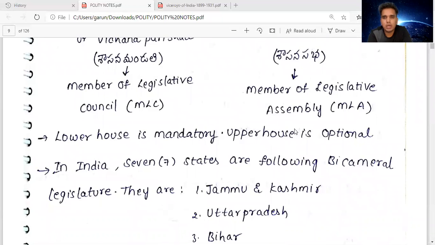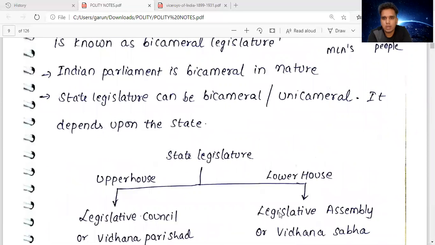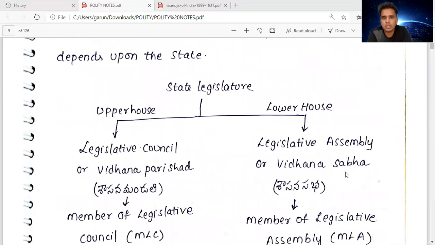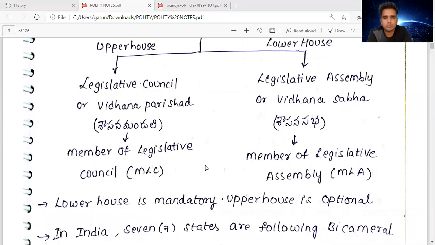Lower house is mandatory, upper house is optional. Lower house के तौर पे हम किसे कहते हैं? Legislative assembly. MLAs are basically compulsory, and MLC is not compulsory. I think there are MLCs in 8 states only. मैं आपको कल list दिखा दूंगा कौन कौन से states हैं जिनमें MLC है.